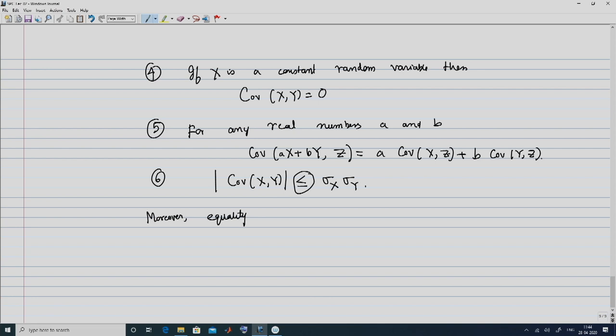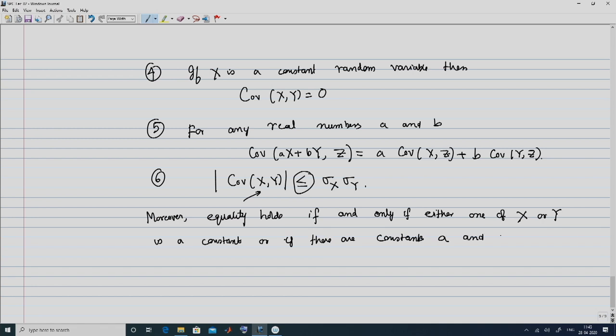Moreover, the equality in the above relation holds if and only if either one of x or y, so one of the random variables, is a constant, or if there are constants a and b for which y is equal to ax plus b. So, in the first case, if either of them is constant, then both the sides are going to be equal to 0 and the equality will hold, or the other circumstance in which the equality can hold is one of the random variables is a linear combination of the other in terms of these constants a and b.